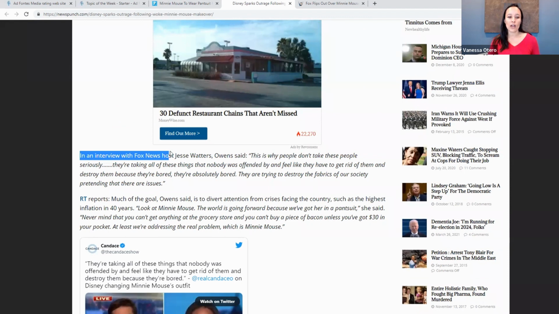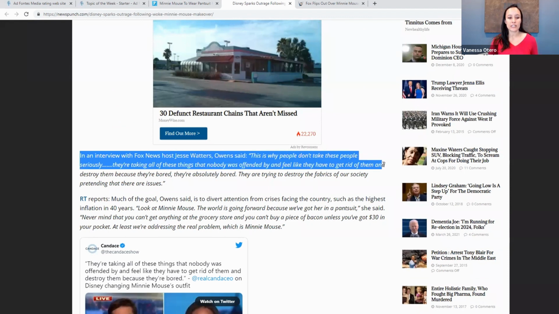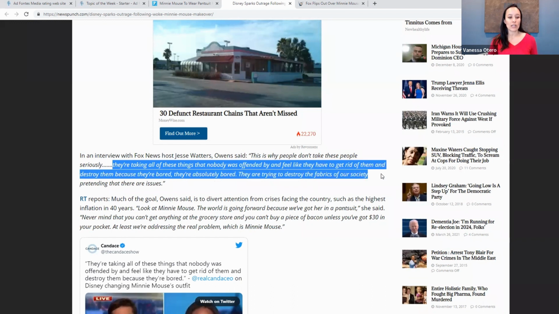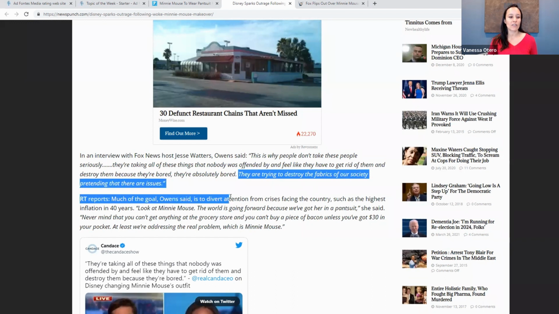In an interview with Fox News host Jesse Waters, Owens said, "This is why people don't take these people seriously..." which is a grammatical error because an ellipsis only requires three dots. "They're taking all of these things that nobody was offended by and feel like they have to get rid of them and destroy them because they're bored. They're absolutely bored. They're trying to destroy the fabrics of our society, pretending that there are issues." I mean, this is a pretty serious and opinionated charge about, again, mouse pants, right?